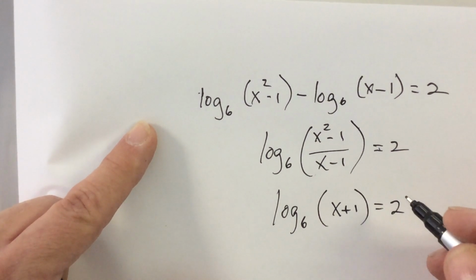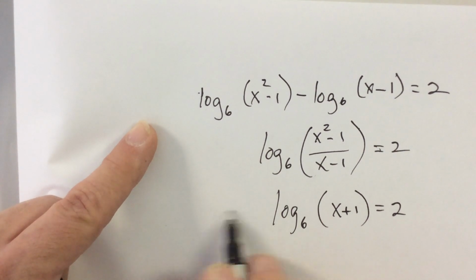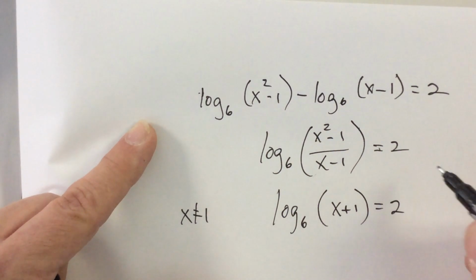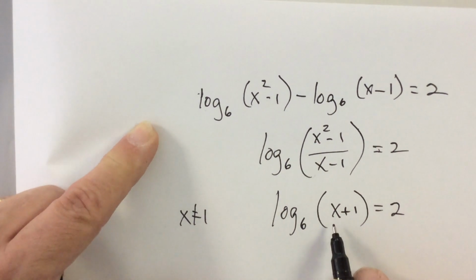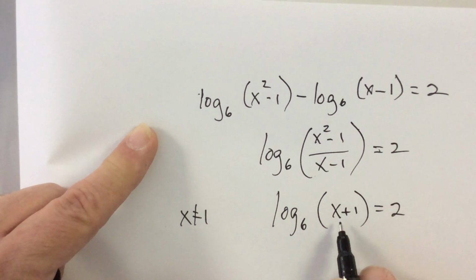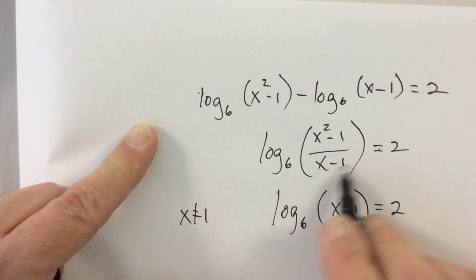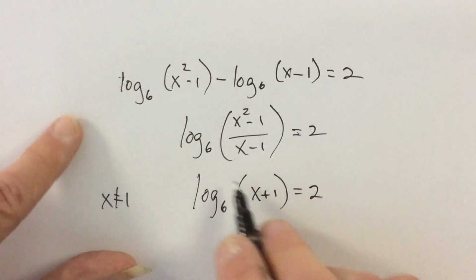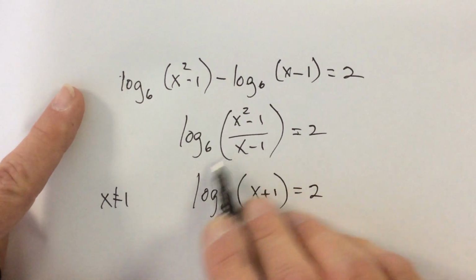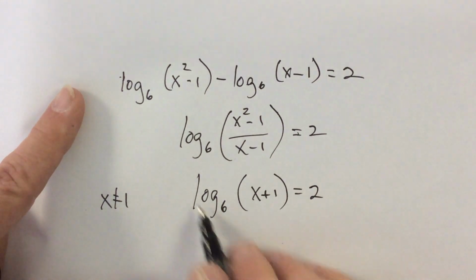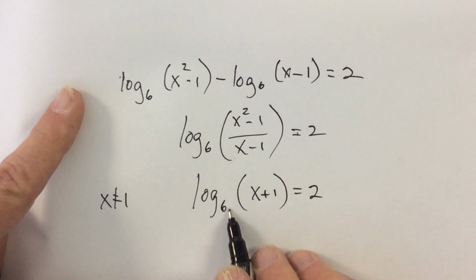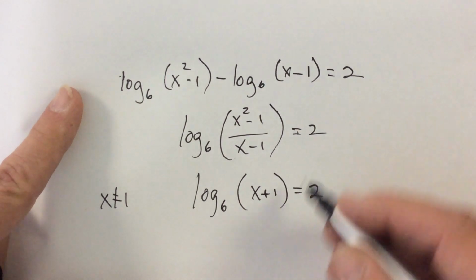But I have to put over here, just as a notation, x can't equal 1. Even though if I plugged 1 in here, that'd be okay, I came from here where x minus 1 was in the denominator. So I can't put x equal to 1 as a solution anywhere.